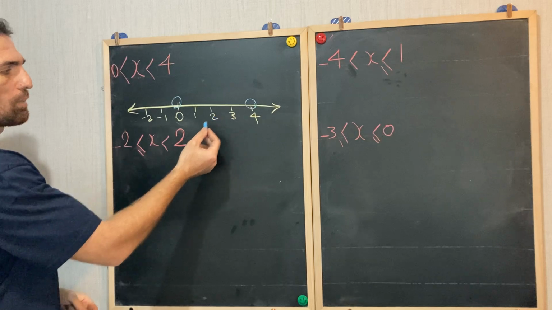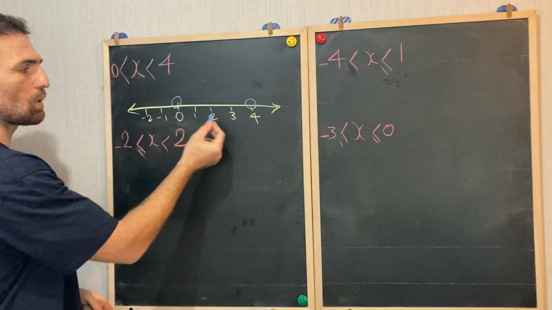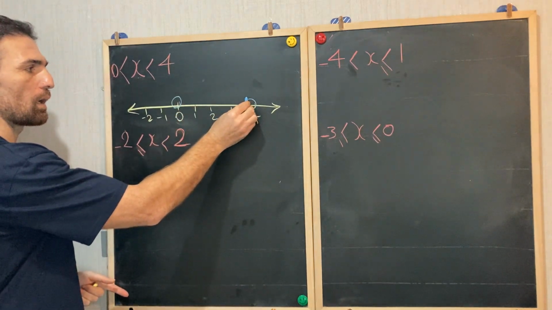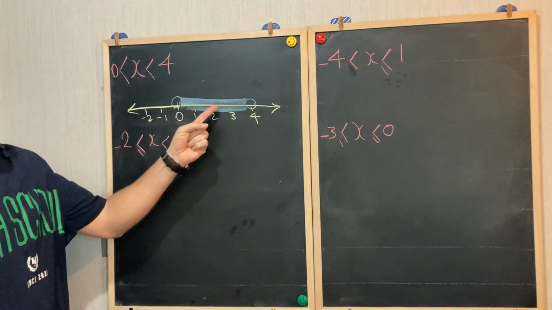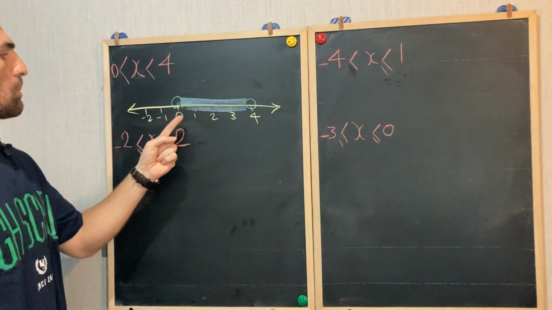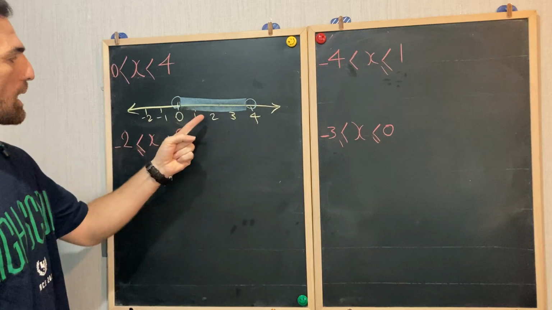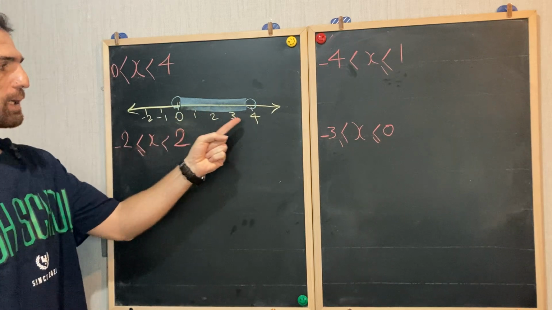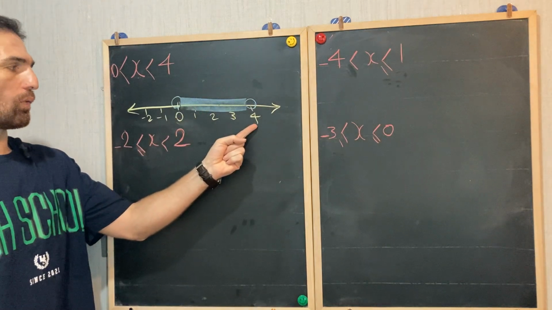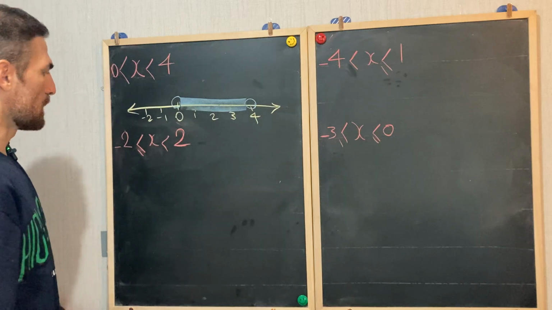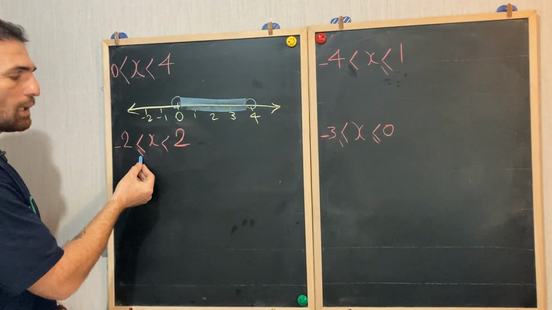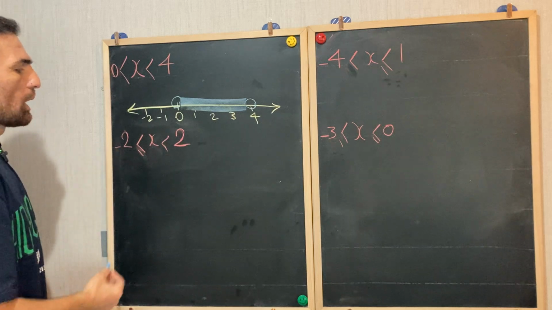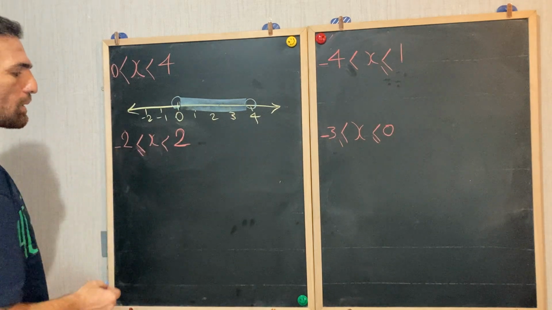Okay, our solution must be somewhere between 0 and 4. That is why I shade this region. And this is our solution between 0 and 4: x is greater than 0 and x is less than 4. Next example, it says x is greater than or equal to -2 and x is less than 2.